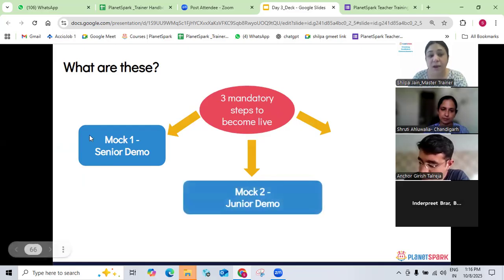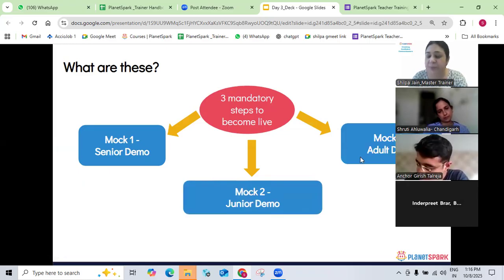The 3 mocks are: mock 1 is based on the senior category demo. Mock 2 is based on the junior demo. Mock 3 is based on the adult demo or the grown-up demo. We have already covered senior demo PPT, junior demo PPT, but we haven't covered the adult PPT right now.